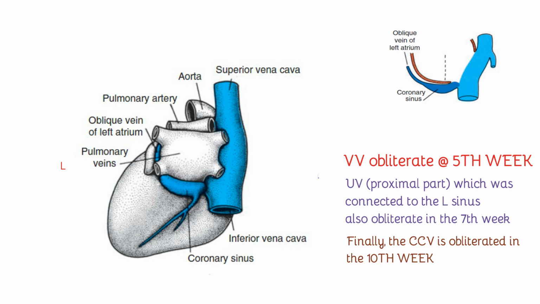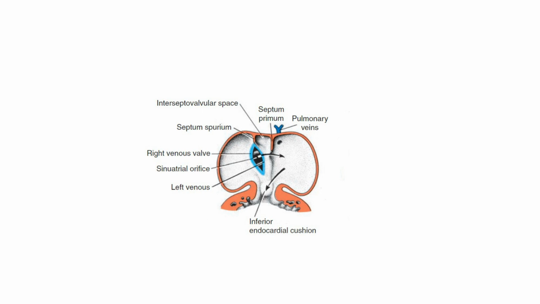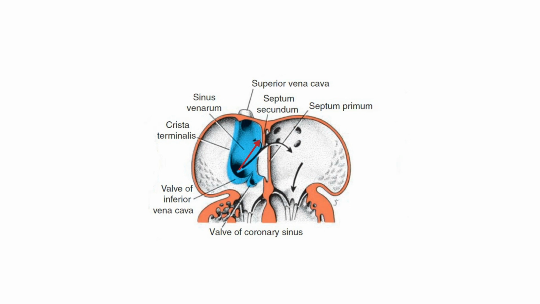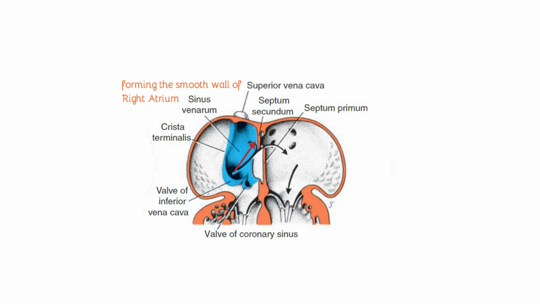In later development, the right sinus horn begins its incorporation into the right side of the atrium. As the incorporation occurs, two valvular folds, right and left, appear at the sinoatrial orifice. These valves fuse at their dorsocranial end to form a ridge called the septum spurium. Once the sinus horn is fully incorporated, the left venous valve, as well as the septum spurium, fuses with the developing atrial septum as the right venous valve completely disintegrates. The incorporated sinus horn forms the smooth wall of the right atrium and is termed the sinus venarum of the right atrium.